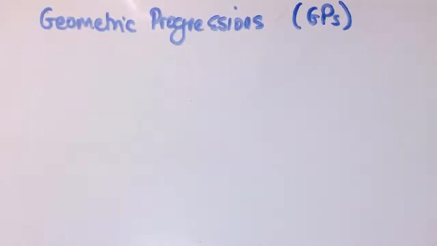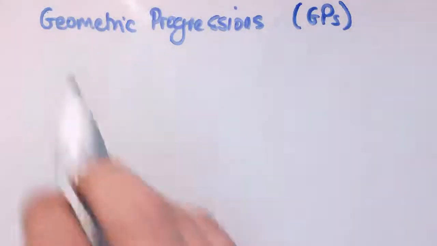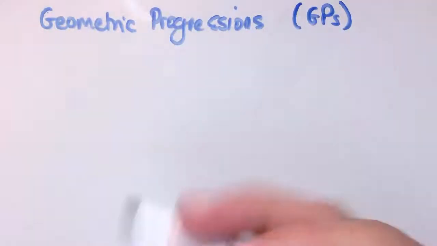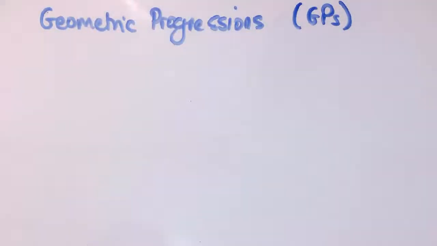So in the previous videos we looked at arithmetic progressions. Now we've got geometric progressions. Where arithmetic means plus or minus, geometric means sort of multiplying, possibly dividing. And so a geometric progression is just a sequence that, rather than adding something each term, multiplies by something each term.